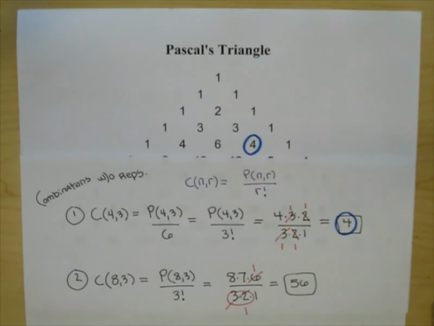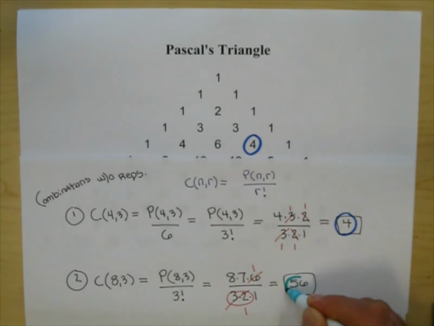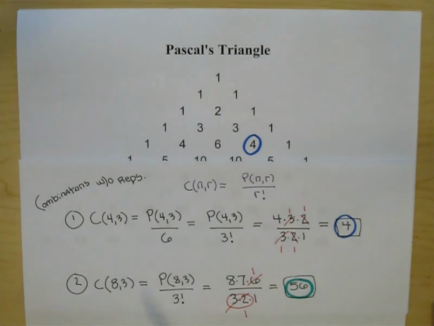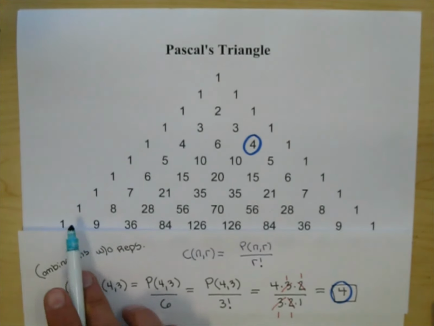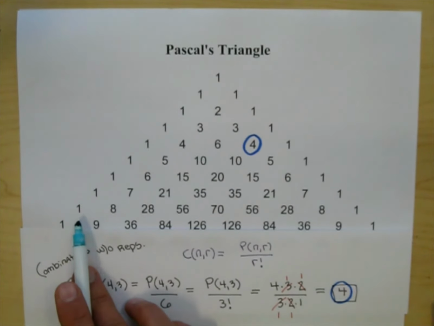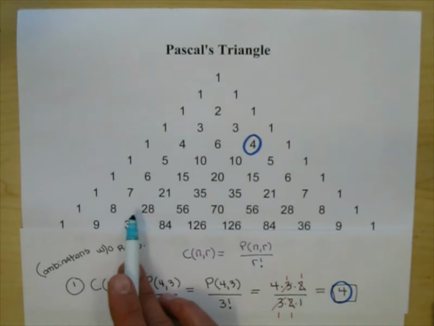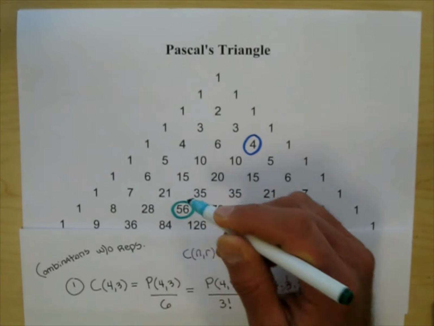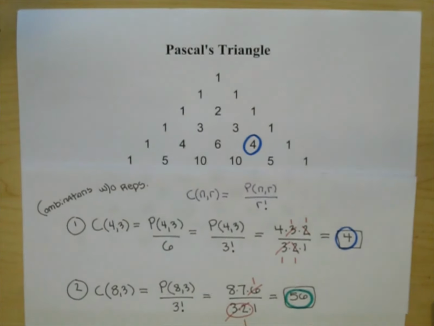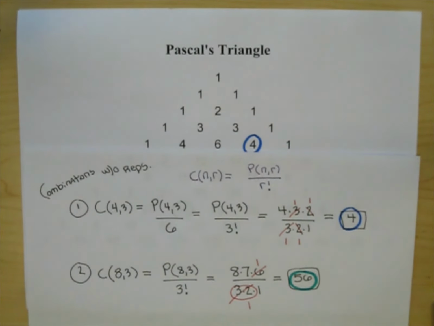Next one. 8 choose 3 is 56. So which row do we go to on Pascal's triangle? We go to row 8, which is this right here. You don't want to count that as your first entry. That's entry 0, and you're going to move over 3. 1, 2, 3, 56. And there it is, 56.